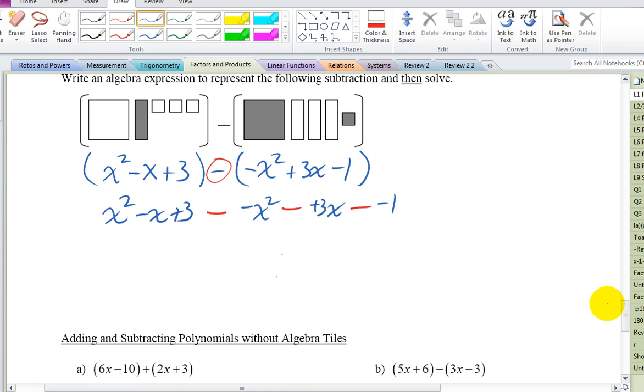But what have you guys probably been doing since last year? What are we going to do here with this minus negative? Yeah, you guys change it to a plus, right, x squared. What about this minus plus 3x? You change that to a minus 3x. And this minus negative 1, you change it to a plus 1.